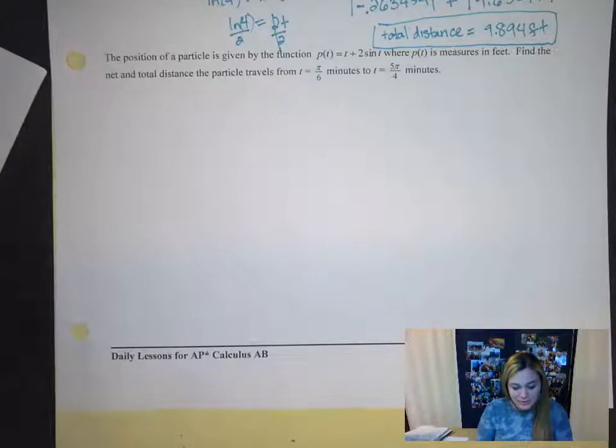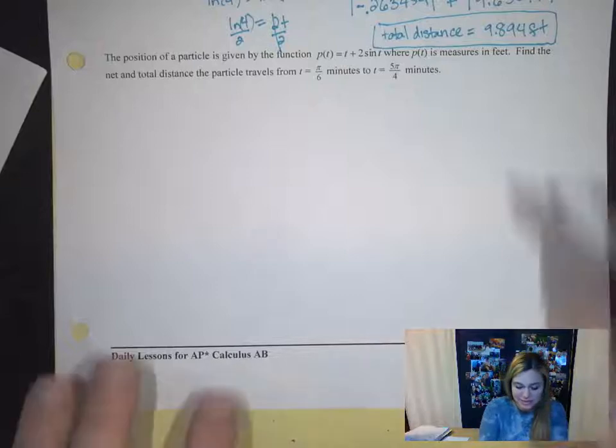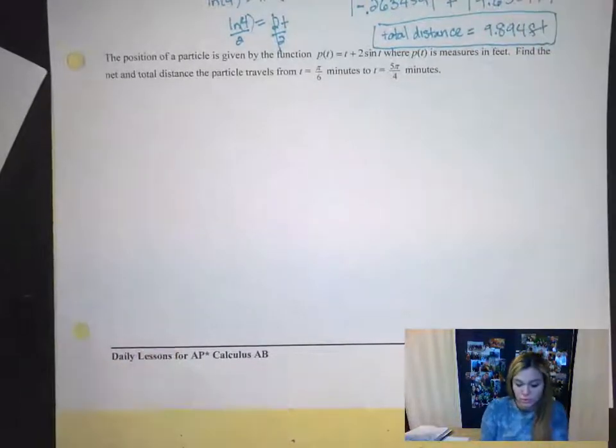Okay, in this one, the position of a particle is given by P of t is equal to t plus 2 sine of t, where P of t is measured in feet. Ooh, did I put feet? Yeah, I did put in feet in the last one. Phew, I thought I forgot units. Find the net and total distance. Okay, one of these is easier than the other.